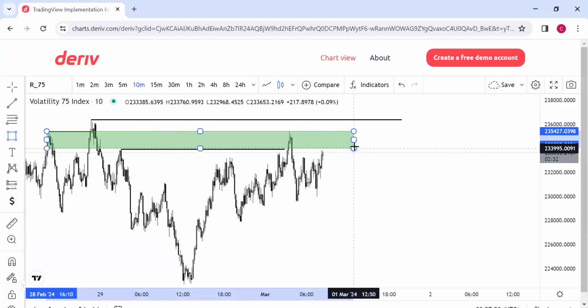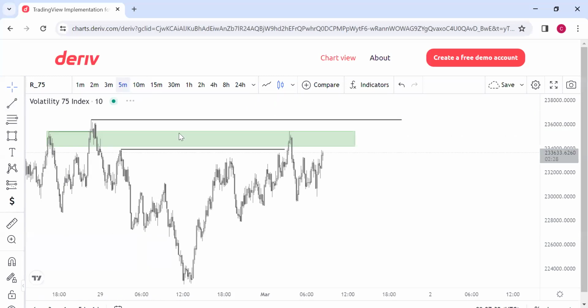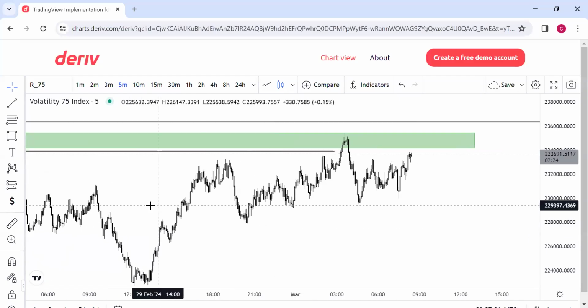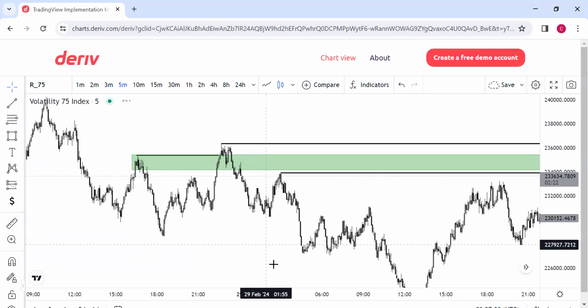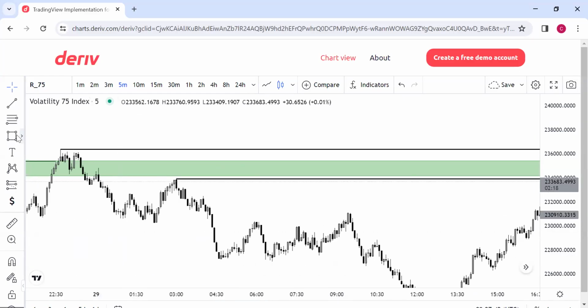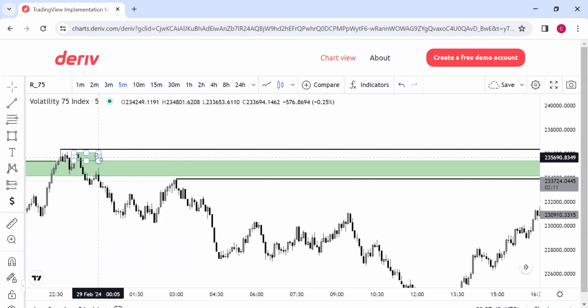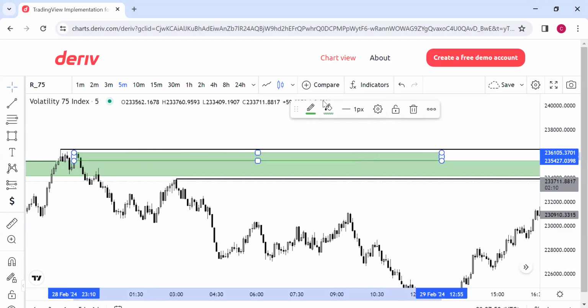Look at this. Right? So now on the 5 minutes time frame, where is our supply level? I don't trade crypto because I just don't like it. On the 5 minutes time frame, where's our supply level? This is our supply level. So price is supposed to sell from here.